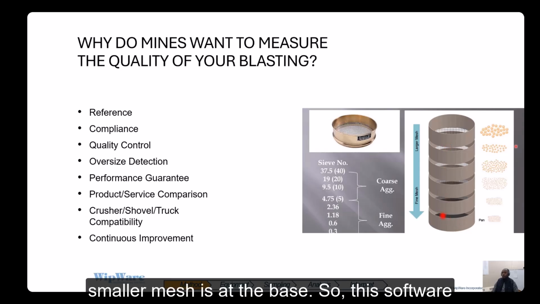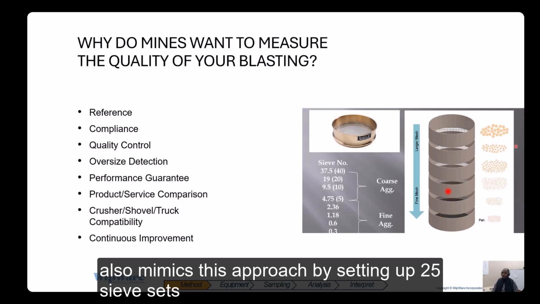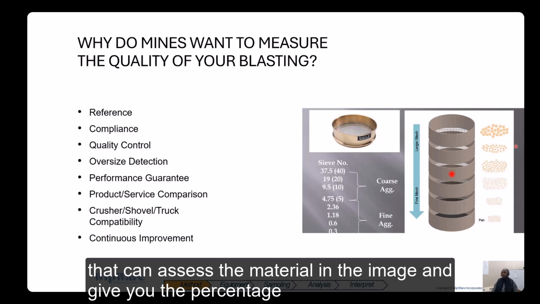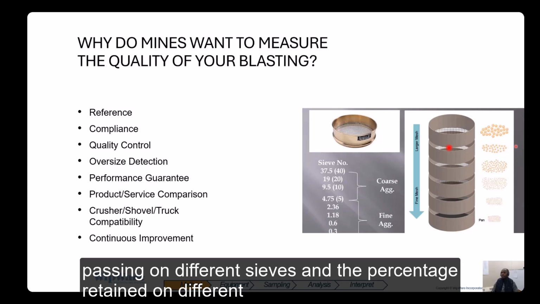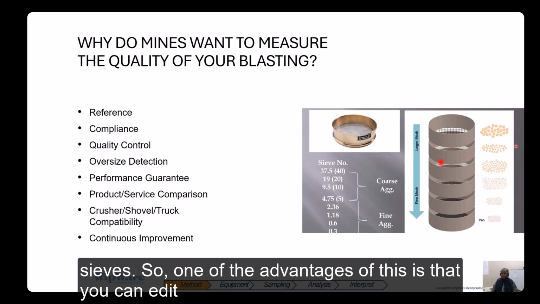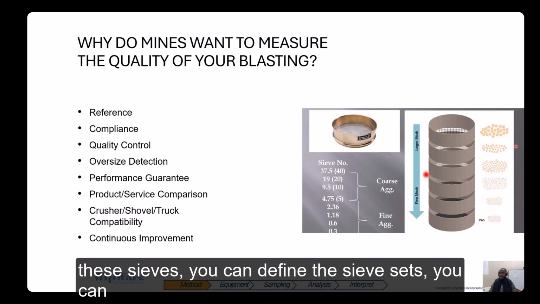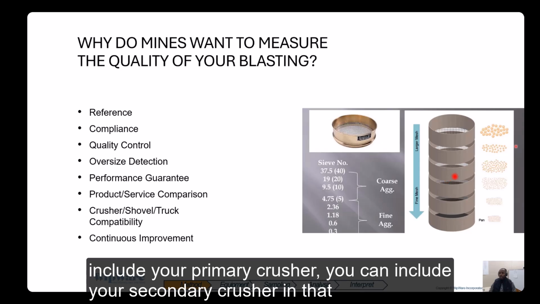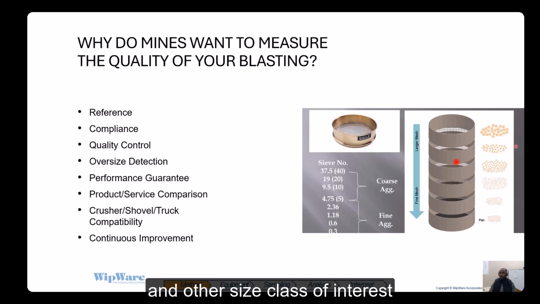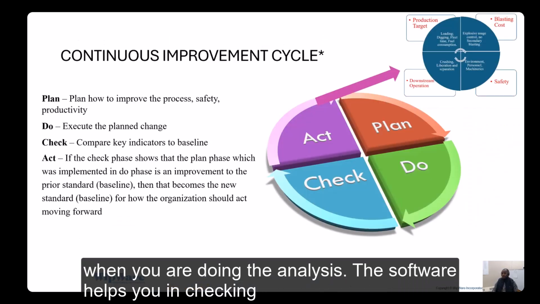So this software also mimics this approach by setting up 25 sieve sets that can assess the material in the image and give you the percentage passing on different sieves and the percentage retained on different sieves. One of the advantages of this is that you can edit these sieves, you can define the sieve set, you can include your primary crusher, your secondary crusher inlet and other size classes of interest when you are doing the analysis.